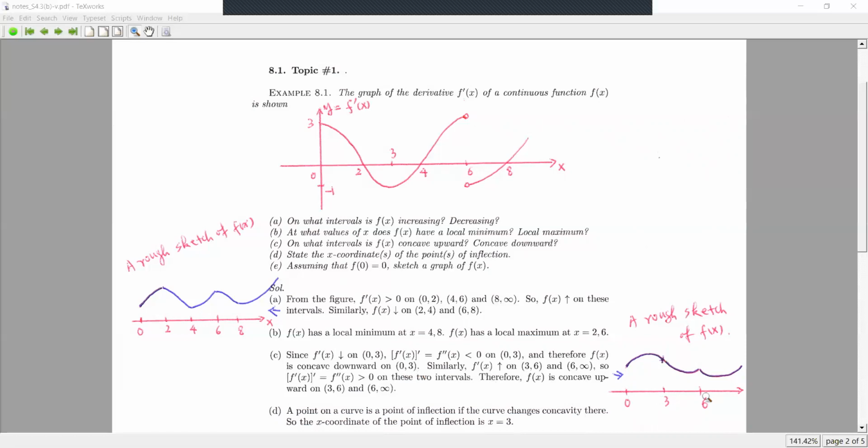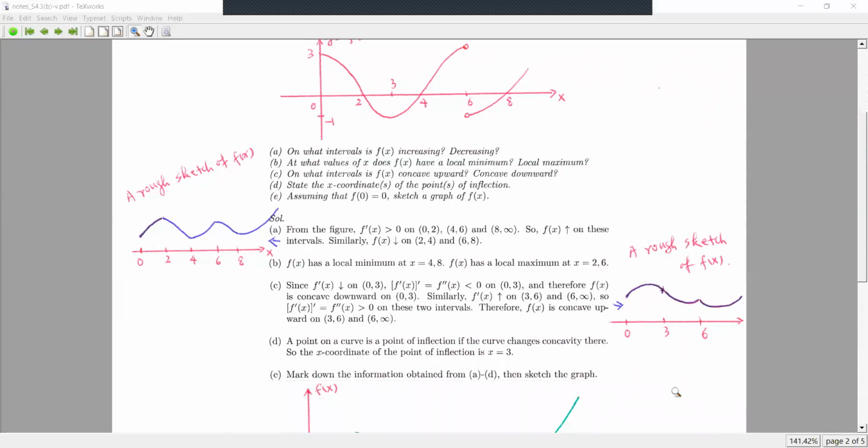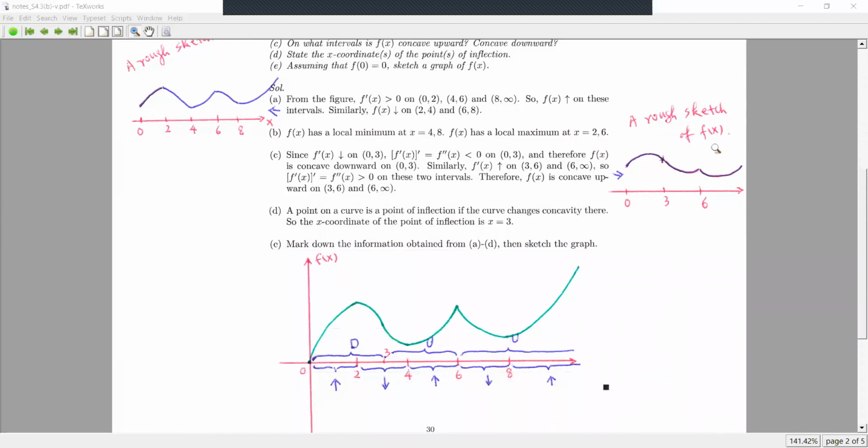From 3 to 6, f is concave up. So I draw a concave up curve. And also 6 to infinity, f is concave up. So I draw a concave up curve. Now, based on this rough sketch, I can answer the question D.